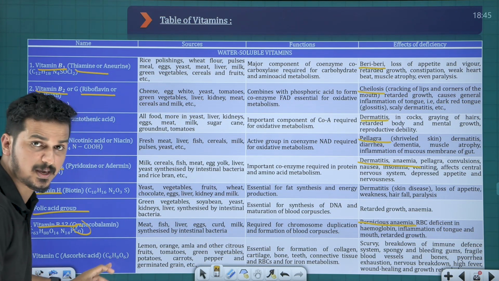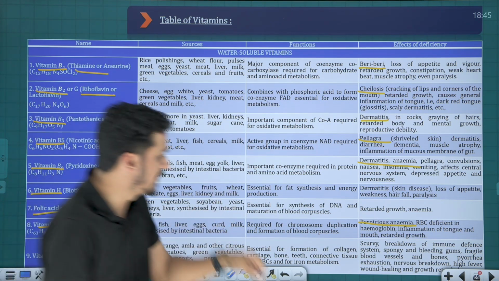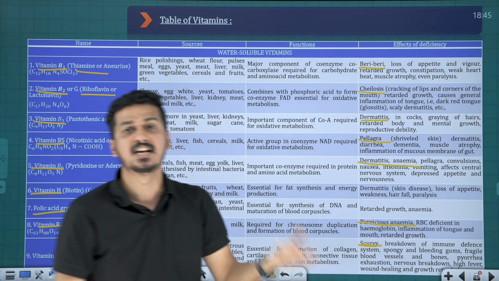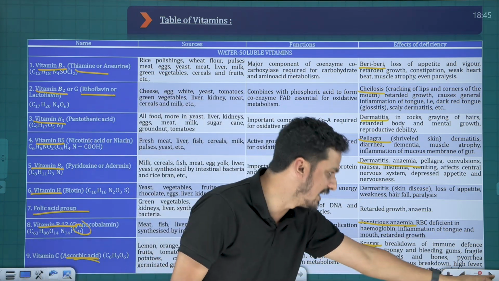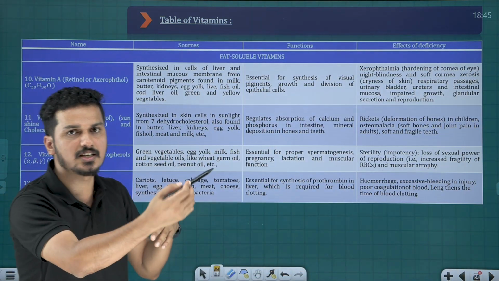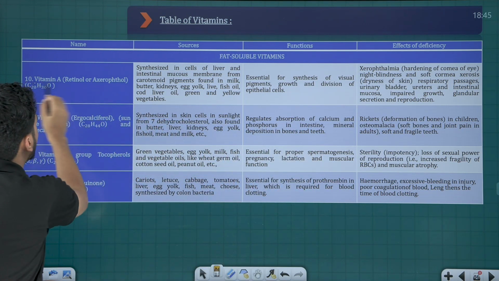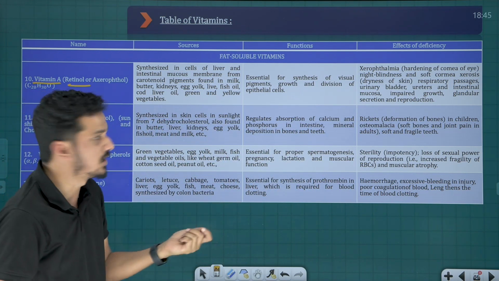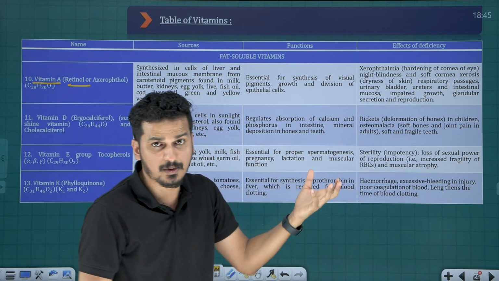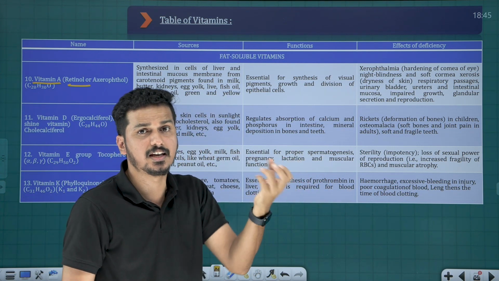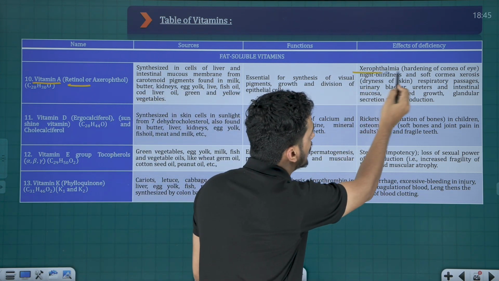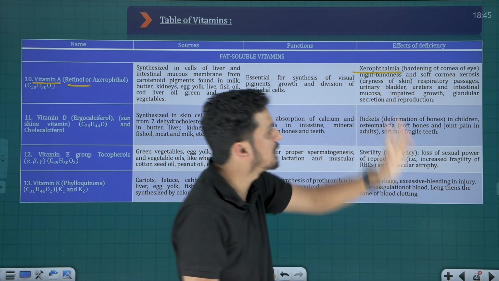Then vitamin C. Vitamin C is ascorbic acid. If it is less, which disease will come? Scurvy will come. That idea: which vitamin's deficiency will cause which disease, like that you learn. If it is vitamin A, that's called retinol. If it is not available in the body in the required quantity, what will come? Night blindness. Xerophthalmia will come.